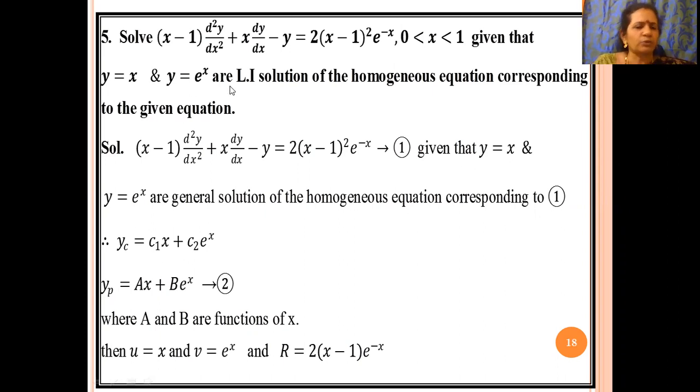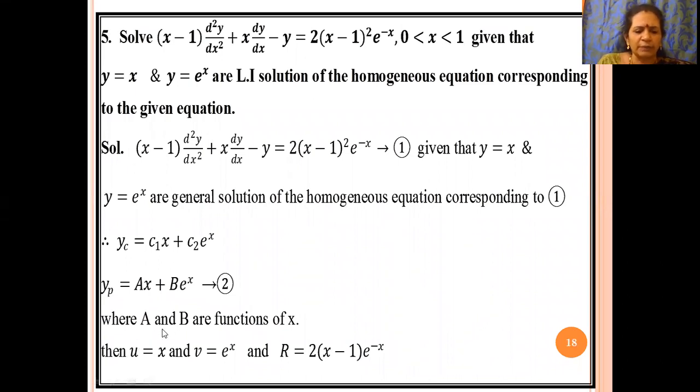So u, v values are given, no need to find out u, v values. Just find out using the given differential equation. First of all, write down the standard form, that is the coefficient of d square y by dx square should be 1. So divide the whole equation throughout by x minus 1. That is the first step. Then u value we have x, that is directly given. V value is e power x. After having the u value and v value, then write down the yc. After writing the yc, I have to go to the particular integral yp. What is the formula? yp is equal to Au plus Bv. So substitute the u value and v value, and we get the particular yp value.